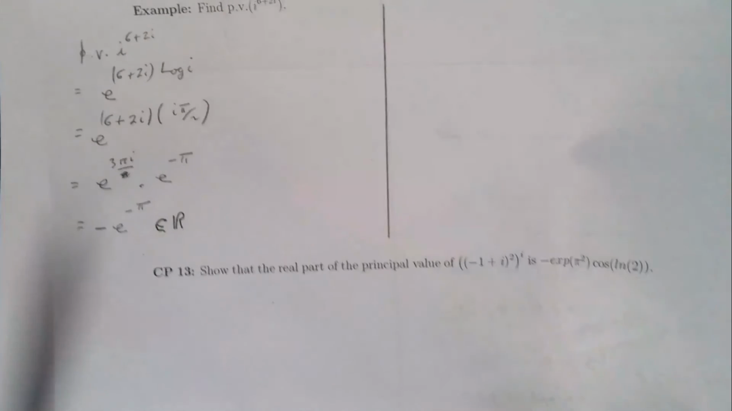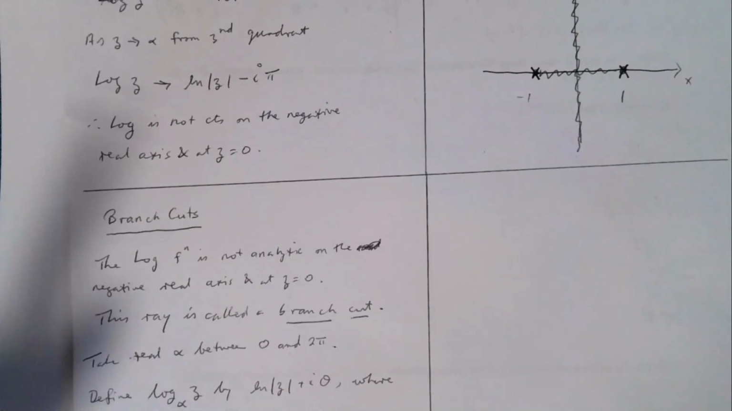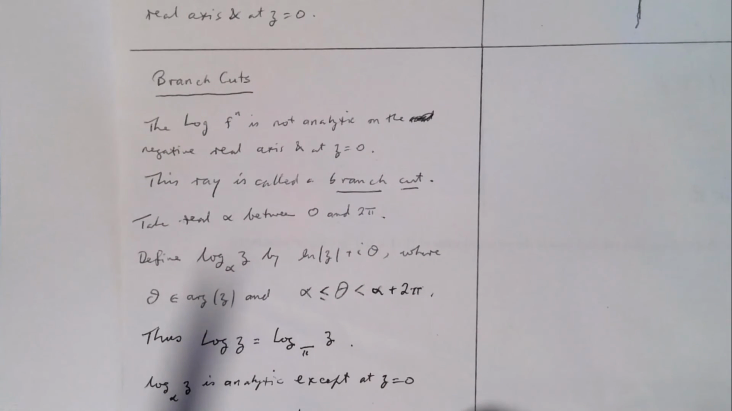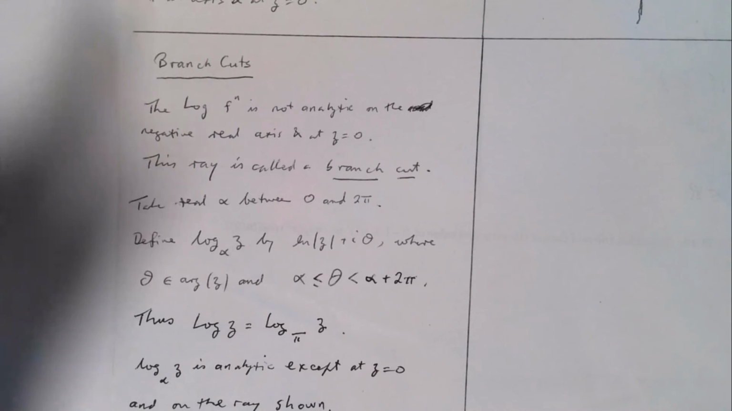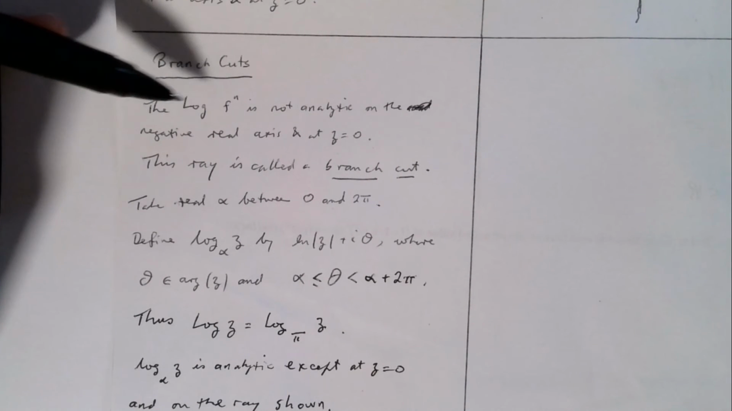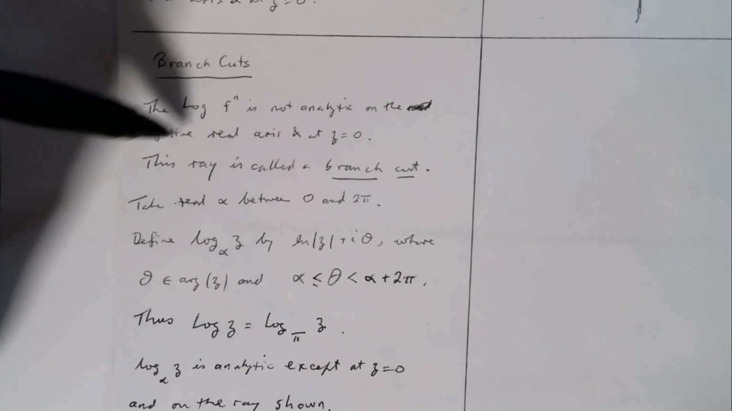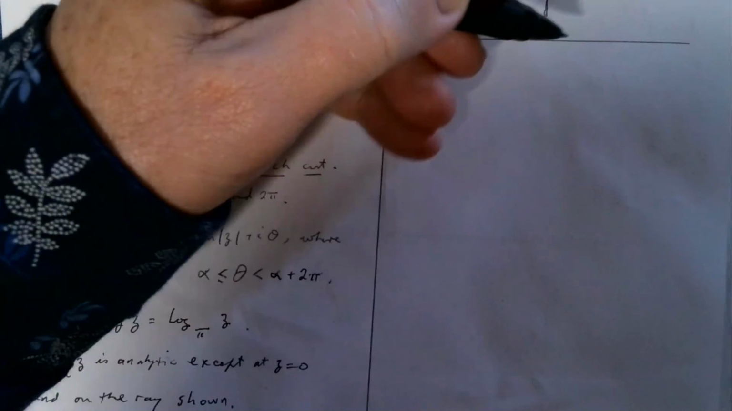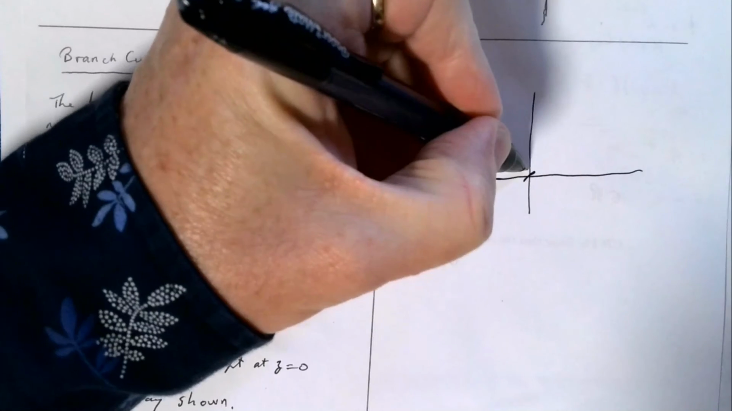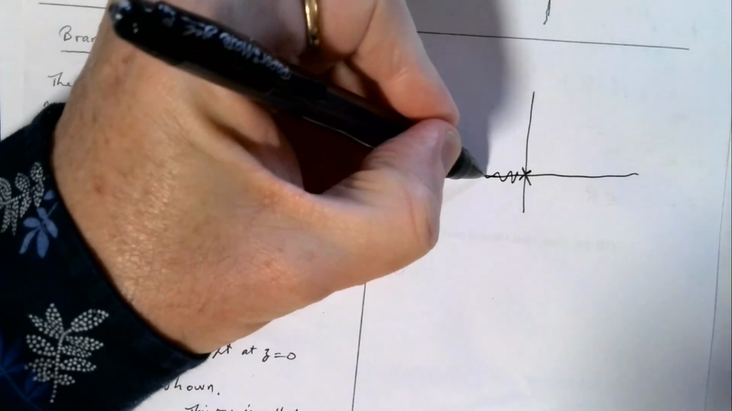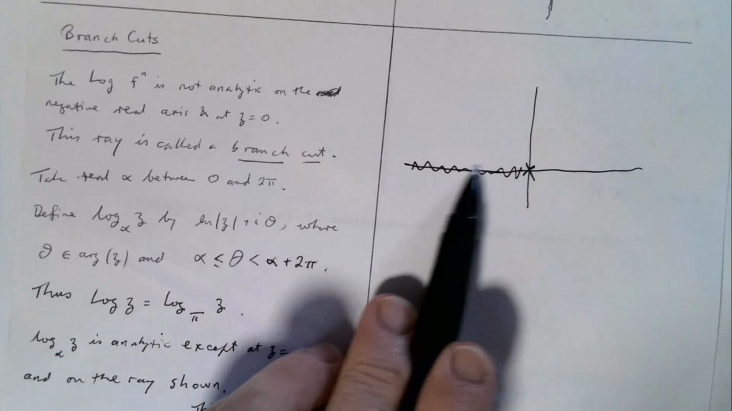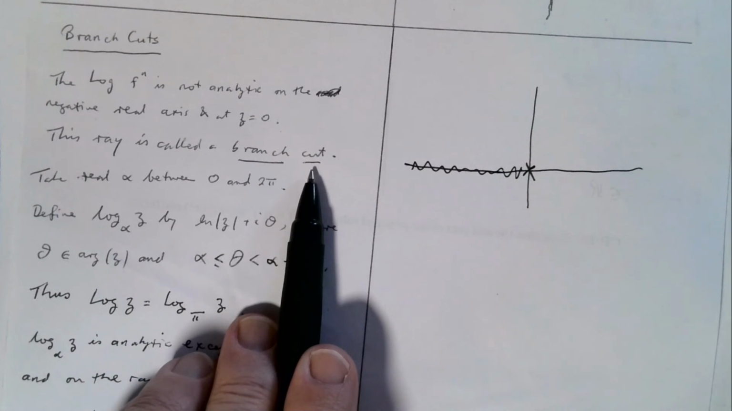Now I wanted to mention just a little bit on branch cuts, which we sort of skipped over, and I should put a little bit on that here. So the log function is not analytic, as we saw, on the negative real axis and at z is 0. So in terms of a picture, that just looks like this. That means our logarithm function is not analytic here, nor back along there. Now this ray is called a branch cut for the principal logarithm.